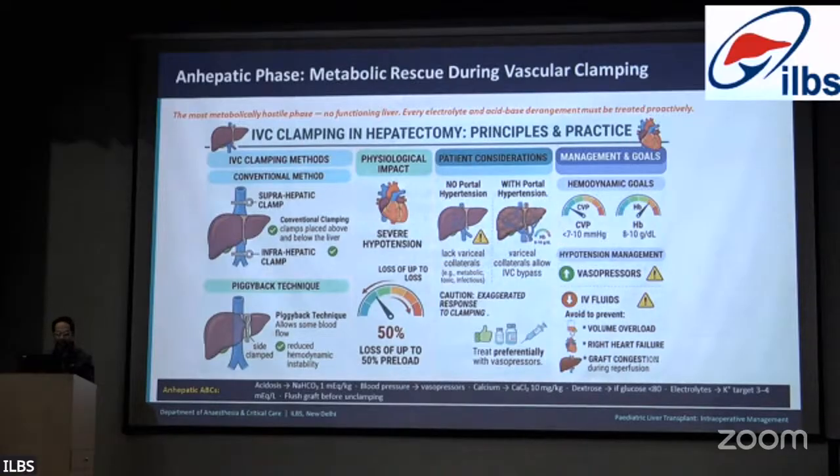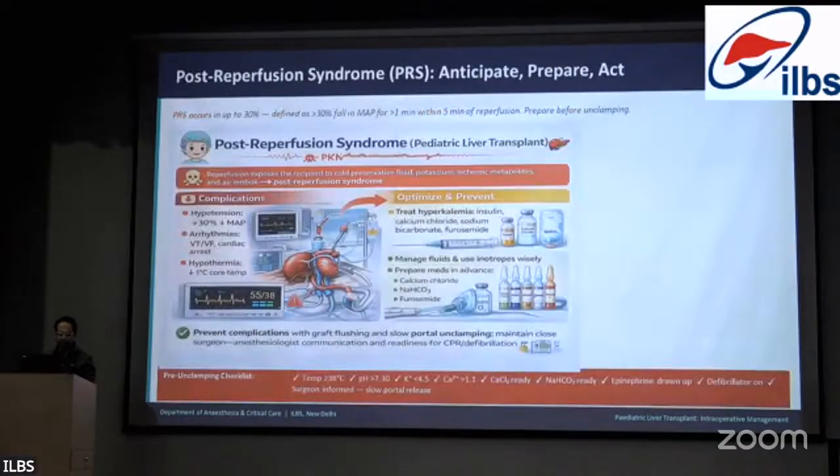In this phase, the IVC clamping occurs. In the conventional clamping, there's both suprahepatic and infrahepatic clamp. And then there is the piggyback technique, where there's a side clamp. Both have physiological impacts. There's decreased venous return, which can cause sudden hypotension. Here, the main management is using vasopressors. If we rush IV fluids, it can cause graft congestion during the reperfusion phase. Next comes the reperfusion phase.